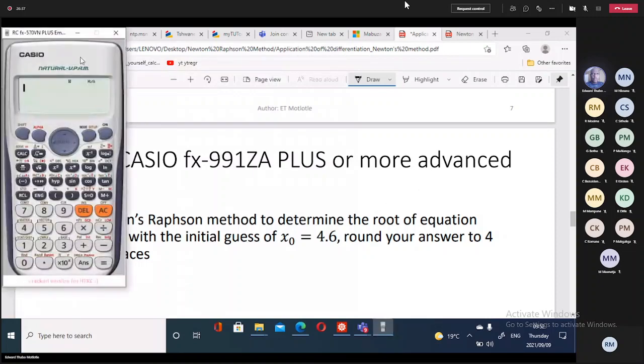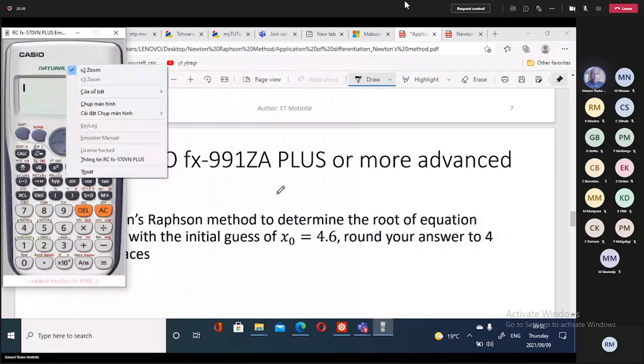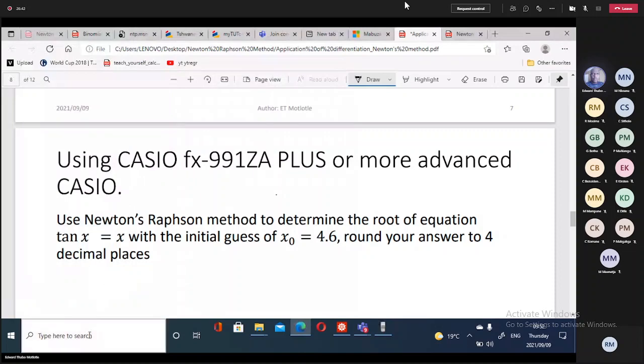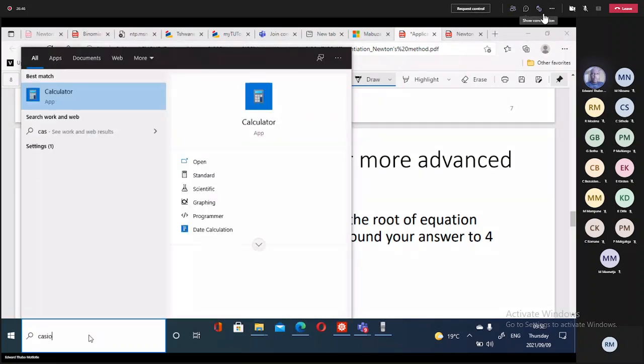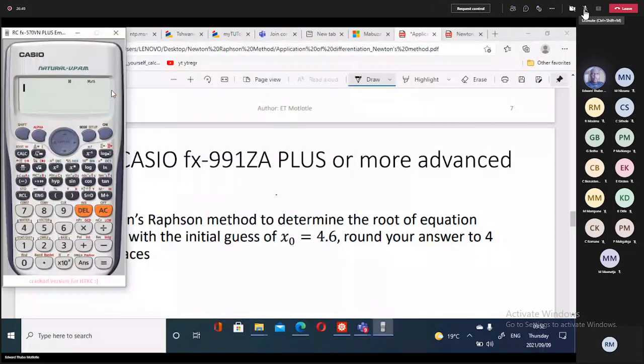Okay. Can you see the calculator? Okay, can you see the calculator? Yes, sir, it's on display. Hello. It's on display. Okay, now what we are going to do is this. Alpha, we are going to type the equation. Alpha x minus tan alpha.